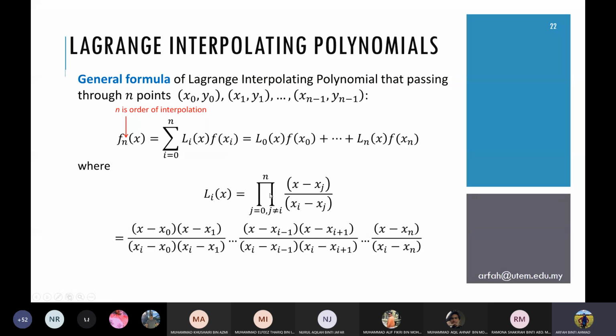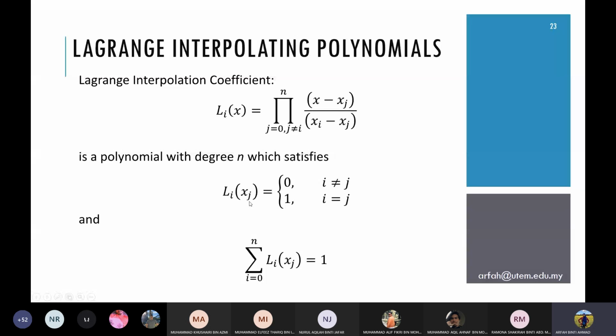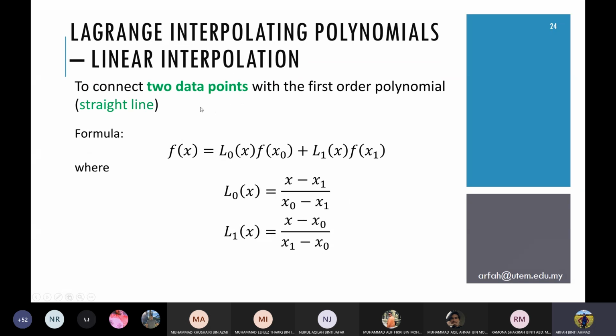The idea is come from the concept of graph. So kita expand the graph and then we get all of this function. Okay. This equation for the Lagrange interpolation. So untuk two data points where we have a linear Lagrange interpolation, we have this formula to connect two data points with the first order polynomial for the straight line, where you have f(x) equal to L0(x) f(x0) plus L1(x) f(x1).